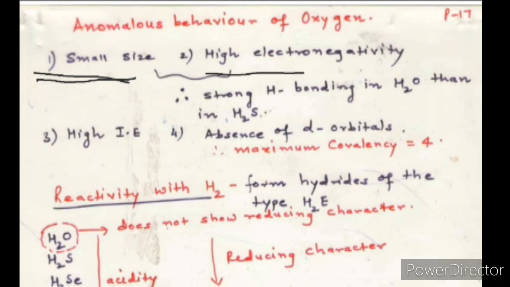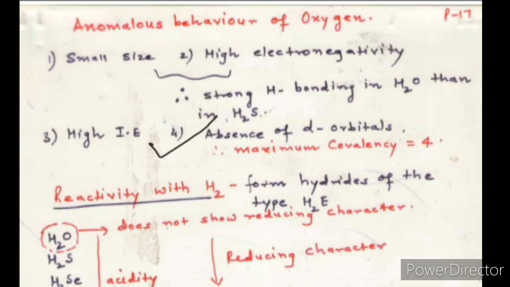Second is high electronegativity. Because of these two reasons, small size and high electronegativity, oxygen atom is capable of forming strong hydrogen bond like in water. Same thing cannot be done by sulfur because sulfur is large in size and it is less electronegative. Oxygen has high ionization enthalpy. Because of small size, it takes a lot of energy to remove the electrons of oxygen atom.